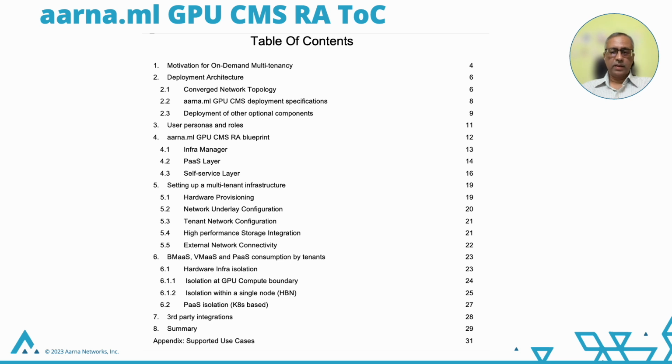Then in section 6, we talk about how this multi-tenant infrastructure can be provided to the tenants for consumption in a way such as bare metal as a service, VM as a service, and PaaS. And there are various scenarios that we cover. One is where the compute isolation is required at a GPU level or within a GPU level. We also cover the scenarios where host-based networking is required, where you can enable the VM as a service scenarios. And we also cover the PaaS-based scenarios in section 6.